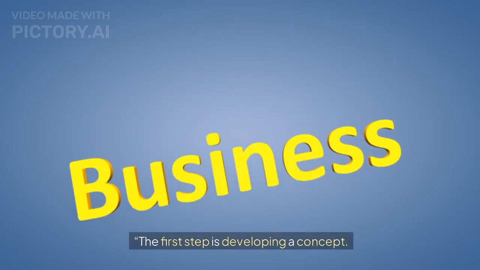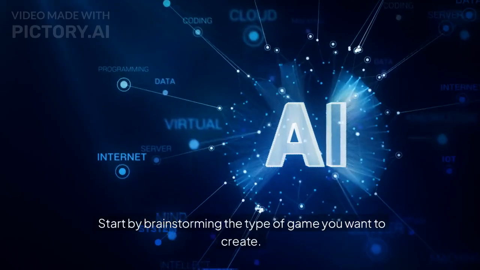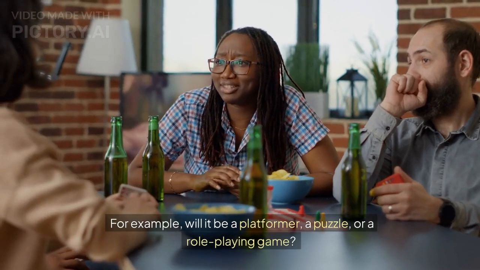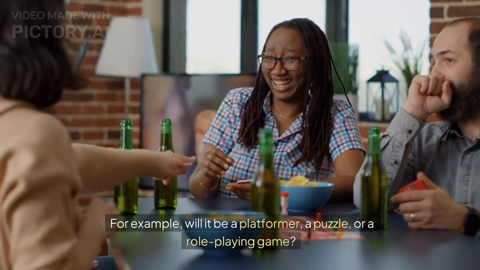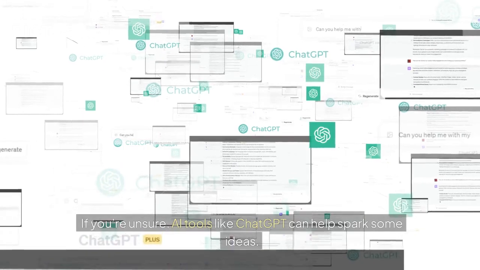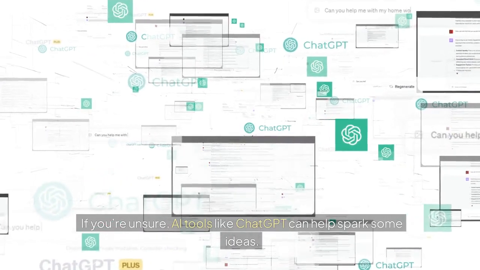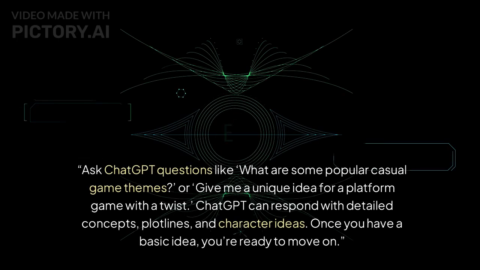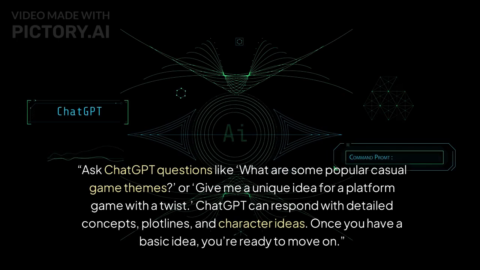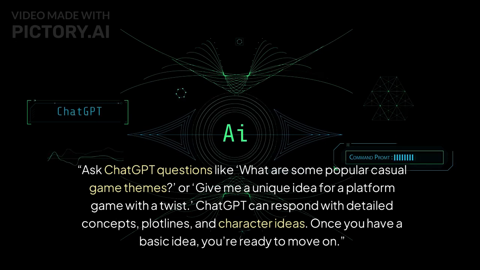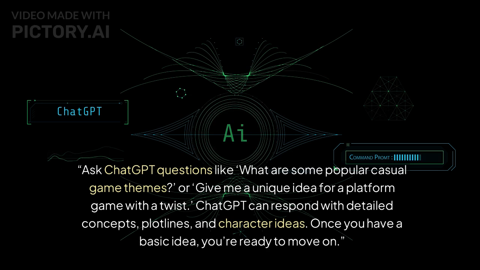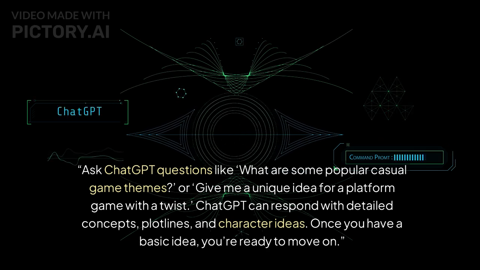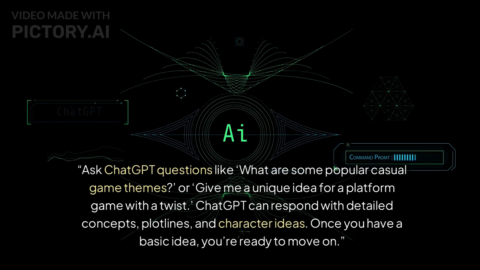The first step is developing a concept. Start by brainstorming the type of game you want to create. For example, will it be a platformer, a puzzle, or a role-playing game? If you're unsure, AI tools like ChatGPT can help spark some ideas. Ask ChatGPT questions like, what are some popular casual game themes? Or, give me a unique idea for a platform game with a twist. ChatGPT can respond with detailed concepts, plot lines, and character ideas. Once you have a basic idea, you're ready to move on.